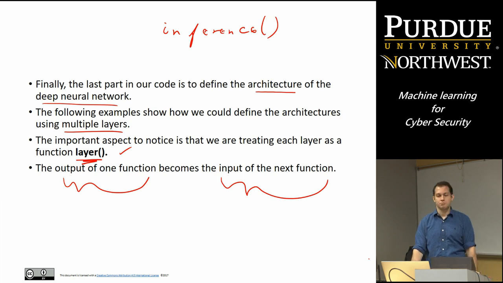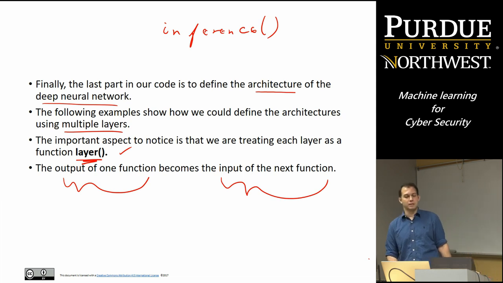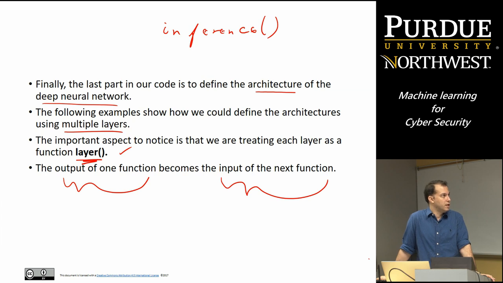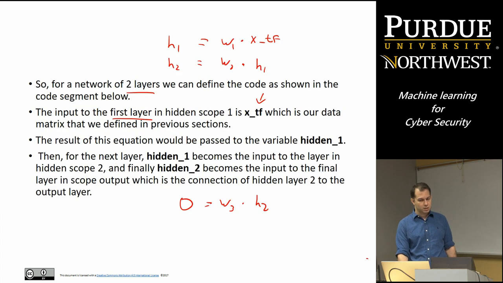Inference, all right, so this is really the question here. Finally, the last part of our code is to define the architecture of the deep neural network. The following examples show how we could define the architectures using multiple layers. The important aspect to notice is that we are treating each layer as a function layer. The output of one function becomes the input of the next function.